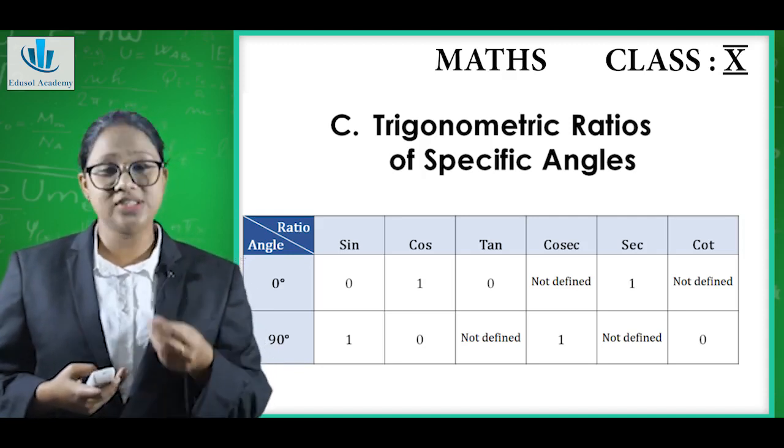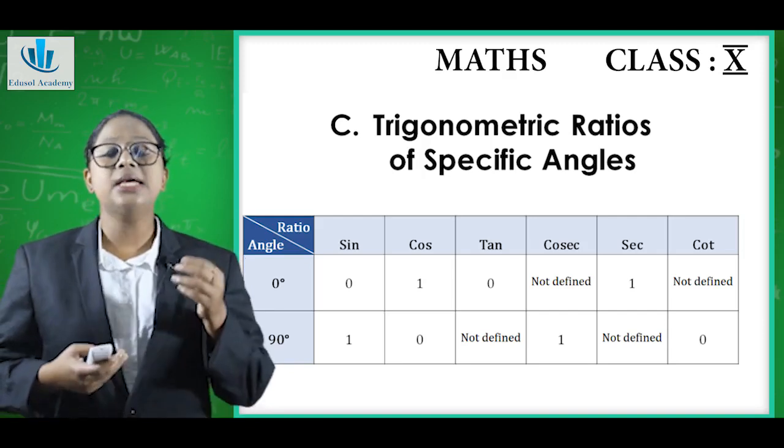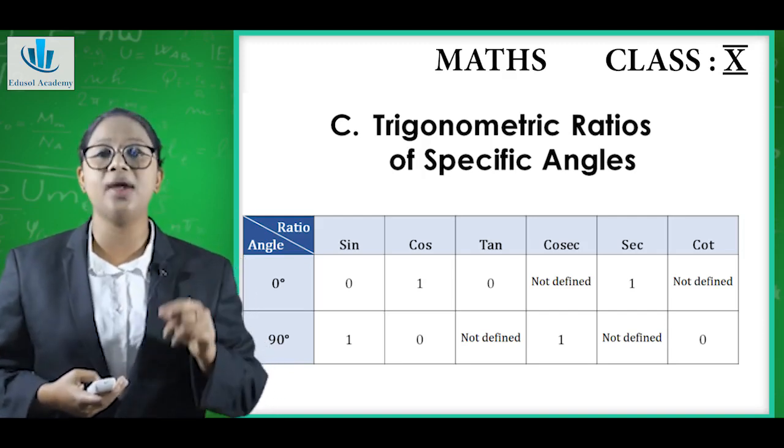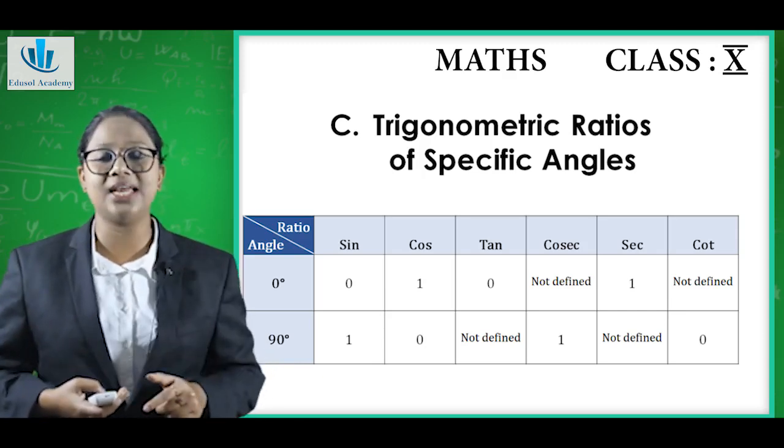Now moving on to cosec 90, that is 1 by sine 90. What is sine 90? 1. So 1 by 1 will give you 1. That's how cosec 90 is 1.